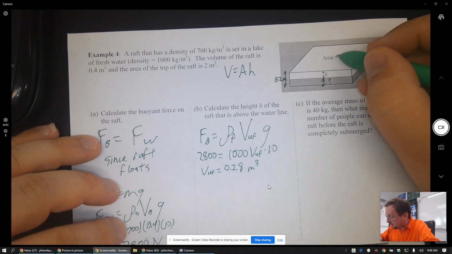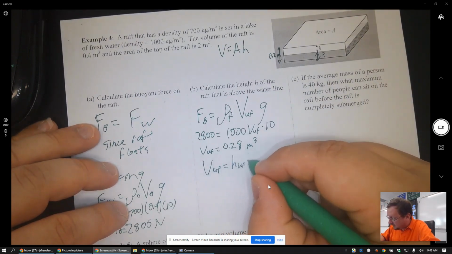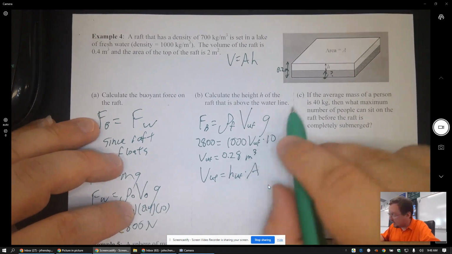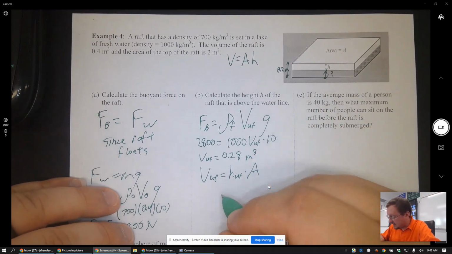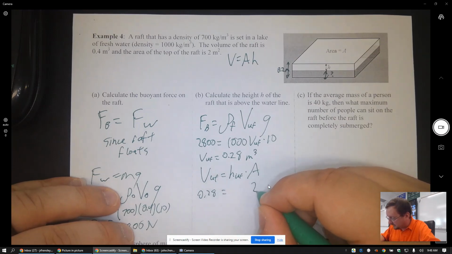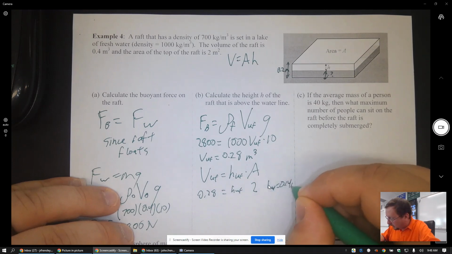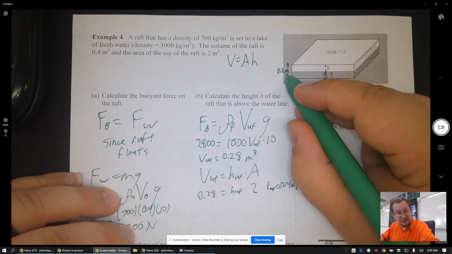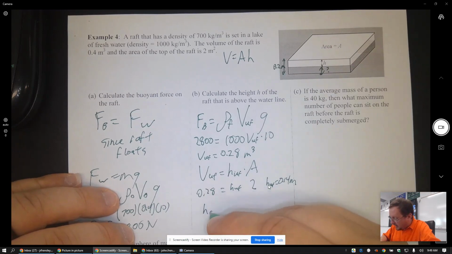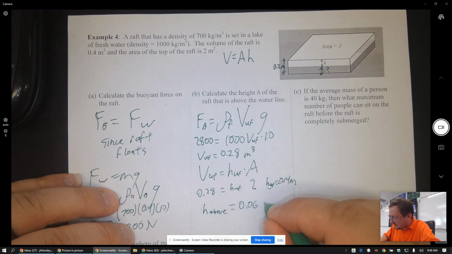Meters cubed. So now I'm going to say volume under the fluid equals the height under the fluid times the area, right? Volume is area times height. This is a very important equation. Please do not let your students forget it. 0.28, and the area of the top of the raft is 2. So the height under the fluid is 0.14 meters. So subtracting from 0.2, 0.14, you get 0.06 meters.